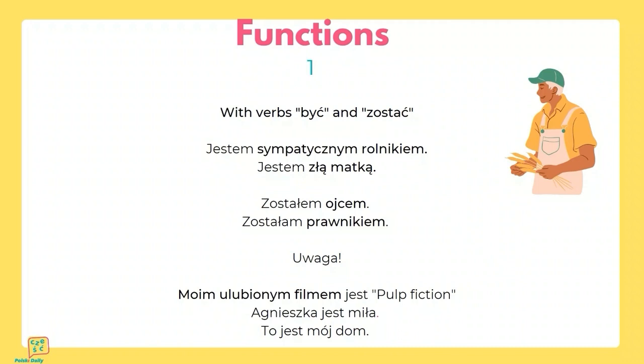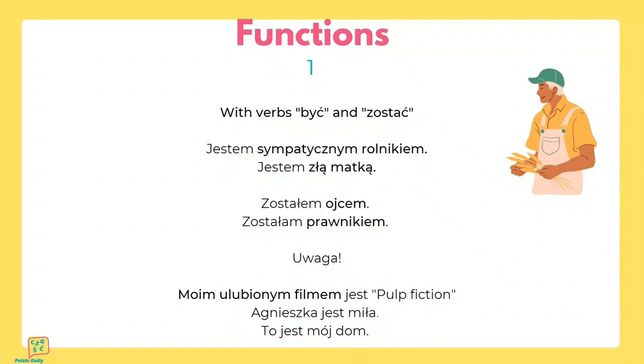It may seem pretty straightforward, but unfortunately, there's something to add here. First of all, you can switch the word order in Polish sentences. So the object in instrumental case can come first, like in this sentence. Moim ulubionym filmem jest Pulp Fiction. Pulp Fiction here is the subject. Moim ulubionym filmem is the object. The order doesn't matter because we have the case and we can understand it thanks to the grammatical endings.